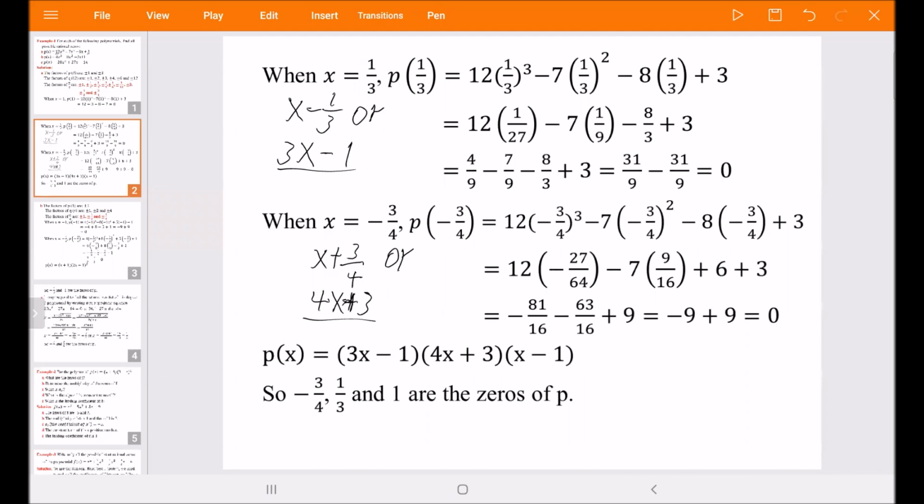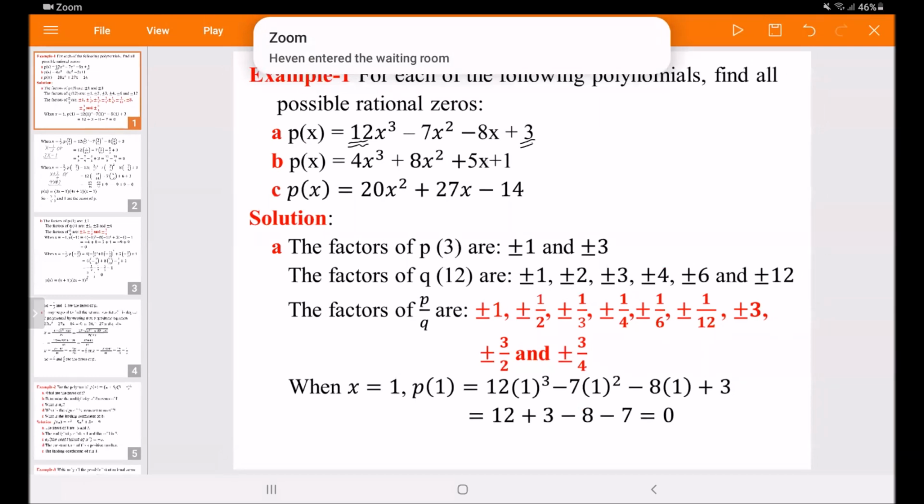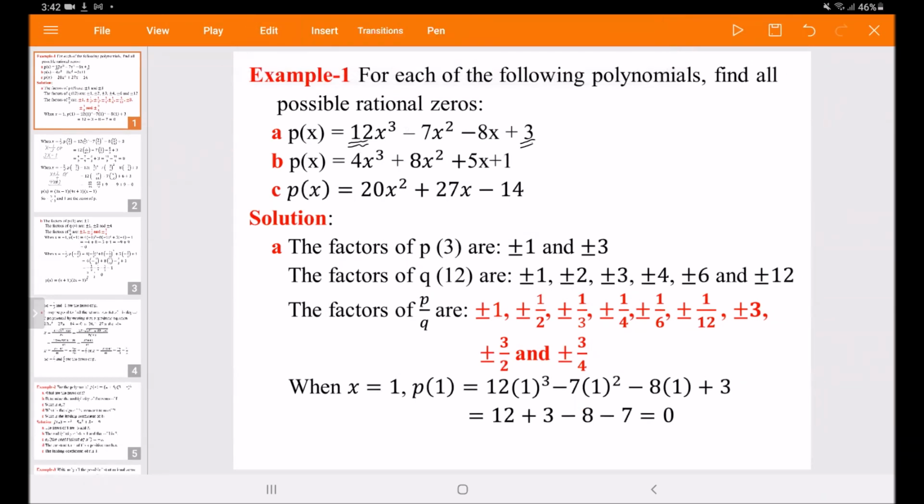Okay, the second example is we have a second polynomial. Again, it is a degree 3 polynomial, 4x cubed plus 8x squared plus 5x plus 1. Now, the leading coefficient of this polynomial is not 1. Its constant term is 1, and the factors of 1 are plus or minus 1, and the factors of 4 are plus or minus 1, plus or minus 2, and plus or minus 4.